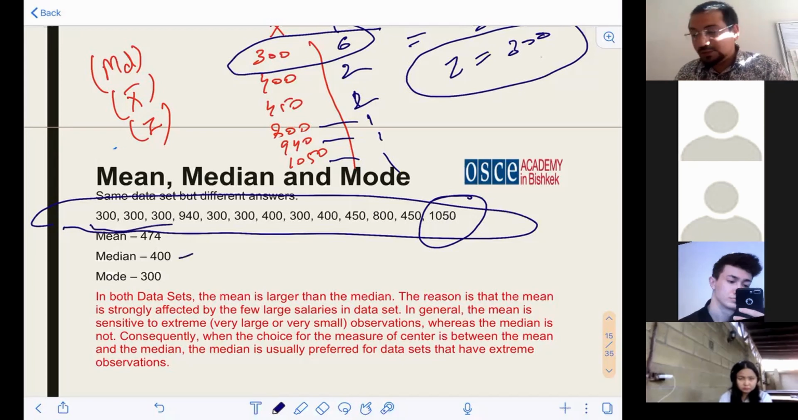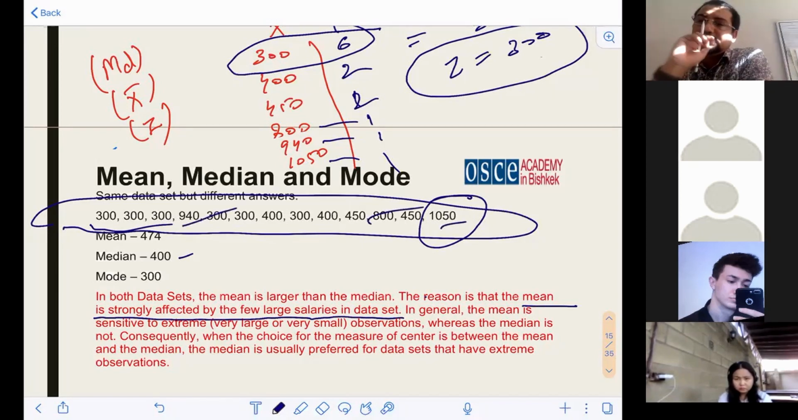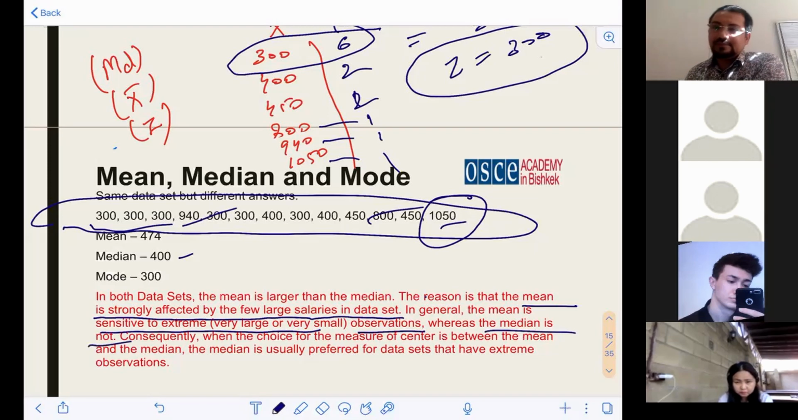This is the drawback: the mean is strongly affected by the few large salaries in the data set. Which are these few large salaries? 1050, 940 and 800. Just because of 3 large salaries, the entire mean is affected. In general, the mean is sensitive to very large or very small observations, whereas the median is not affected. Why? Because the median is the midpoint.